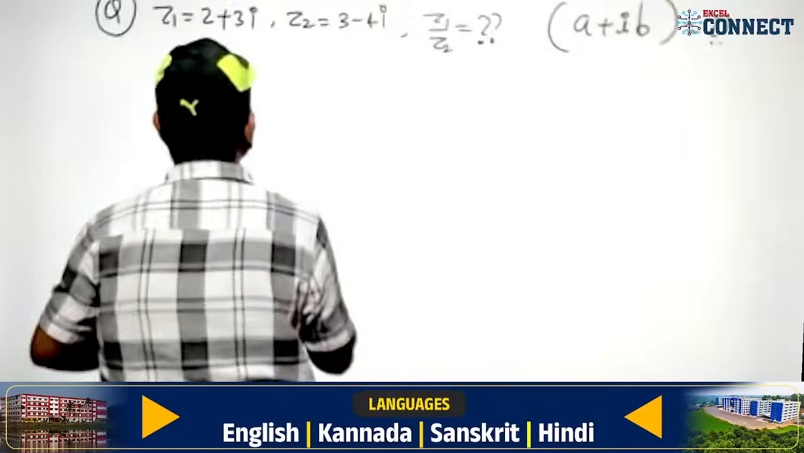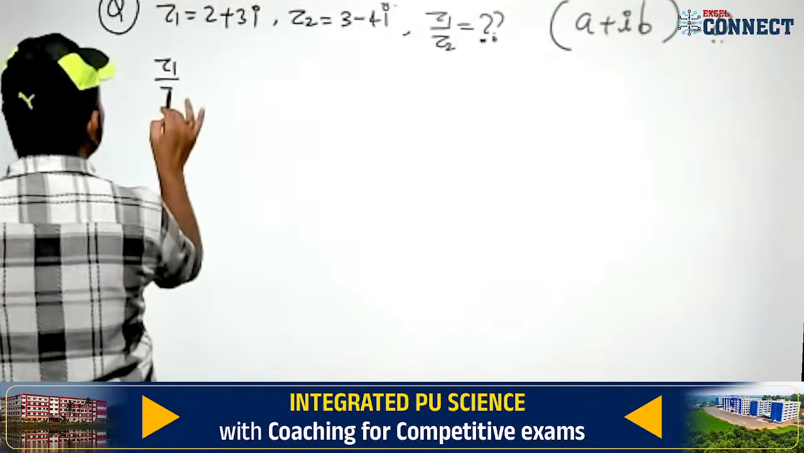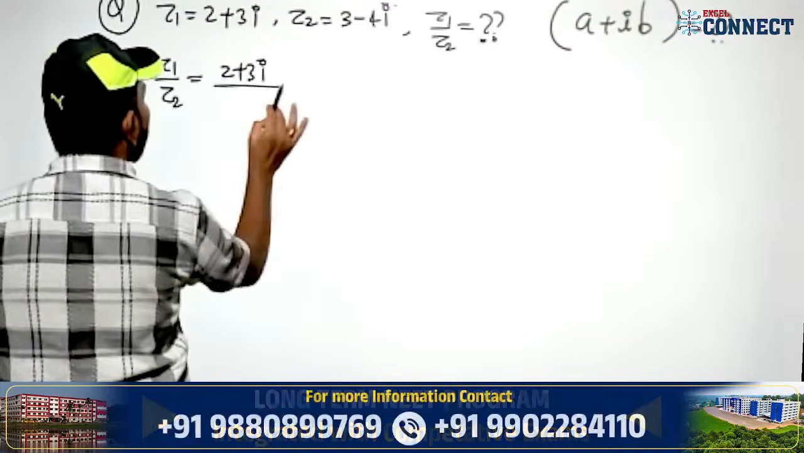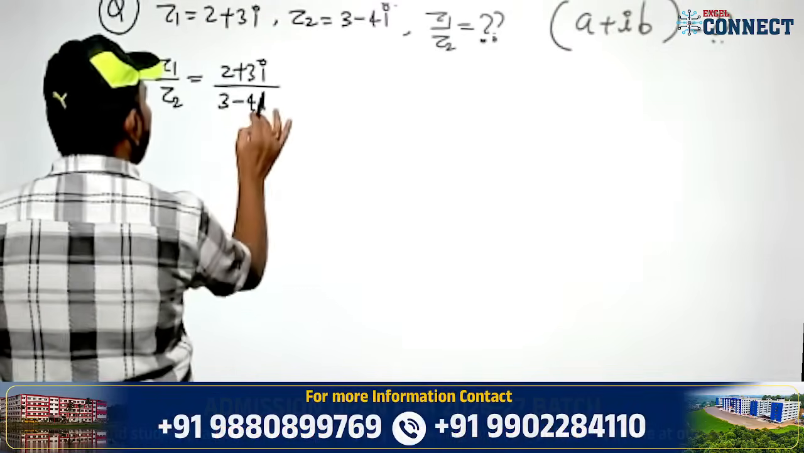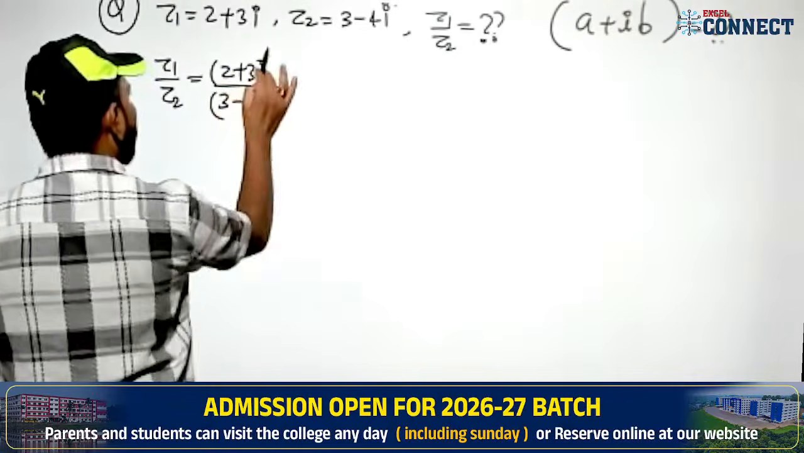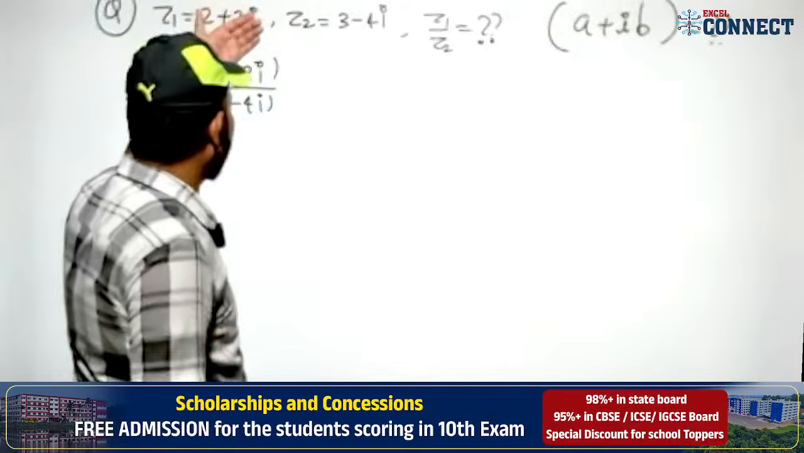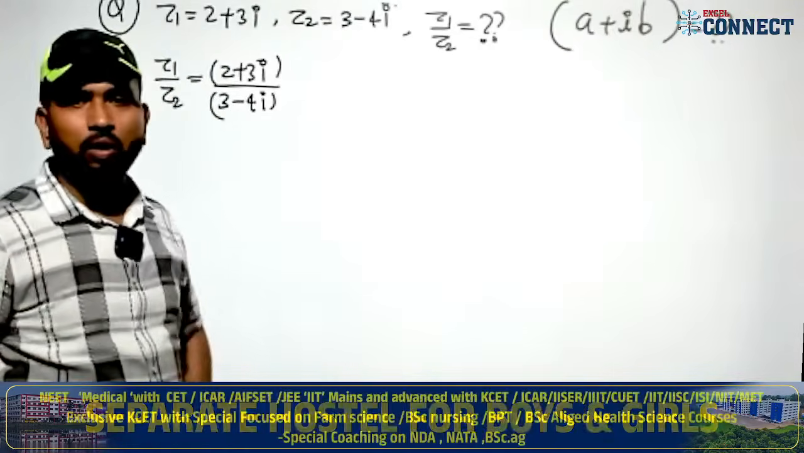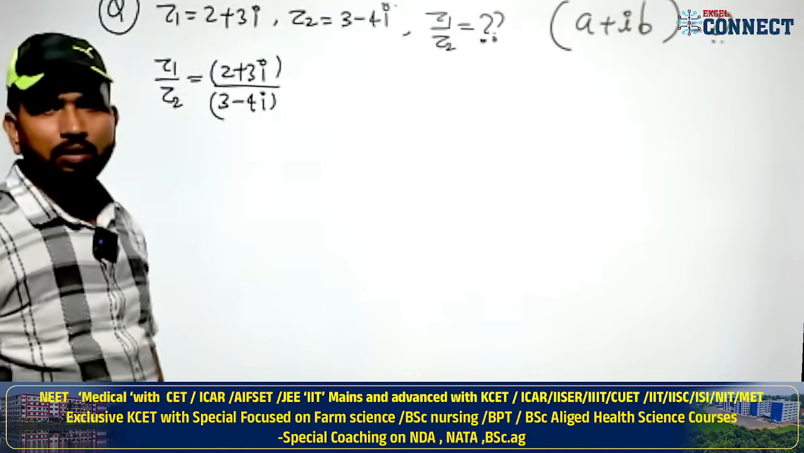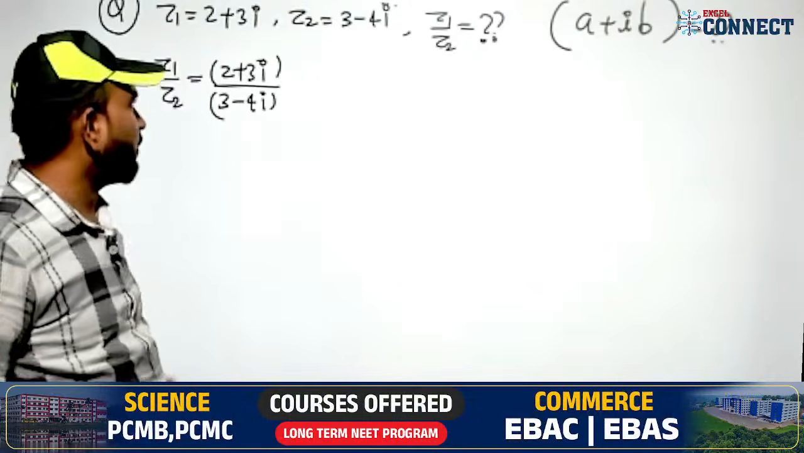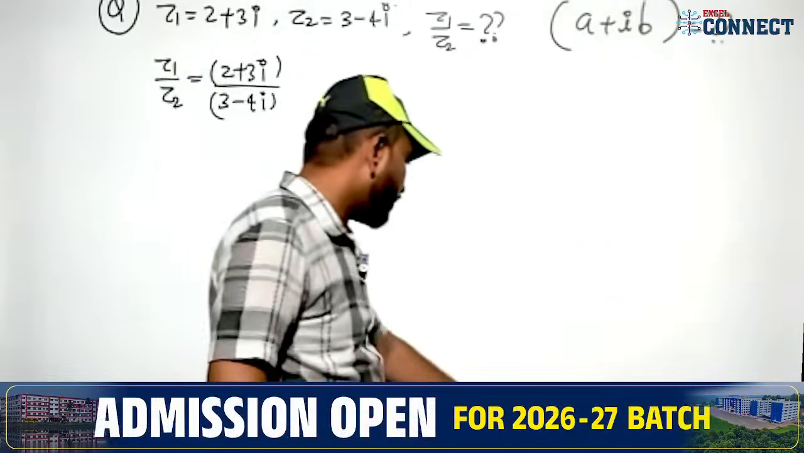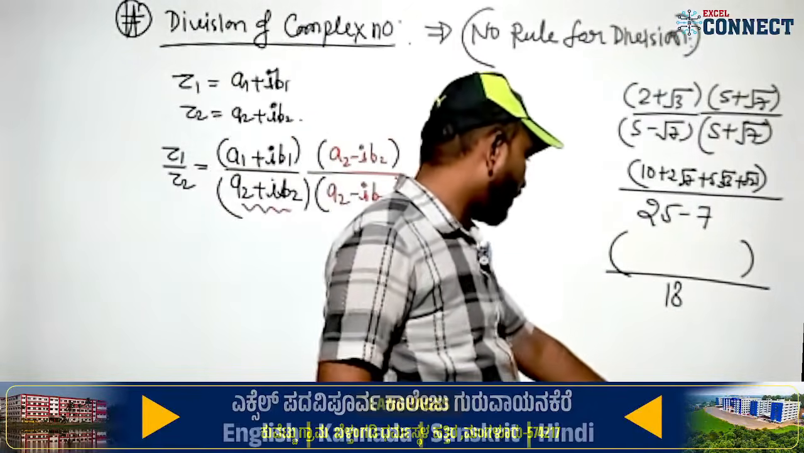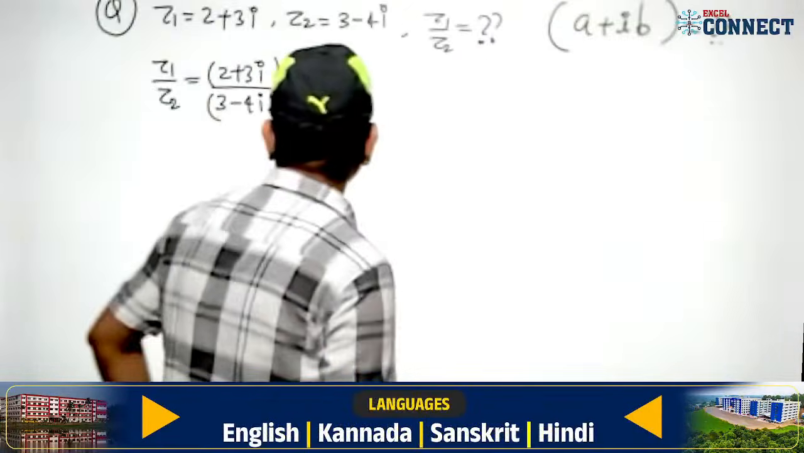But if I say Z1 upon Z2, it means 2 plus 3 iota divided by 3 minus 4 iota. Numerator has iota, denominator also has iota. So I need to remove the iota from the denominator. See here, what will come.